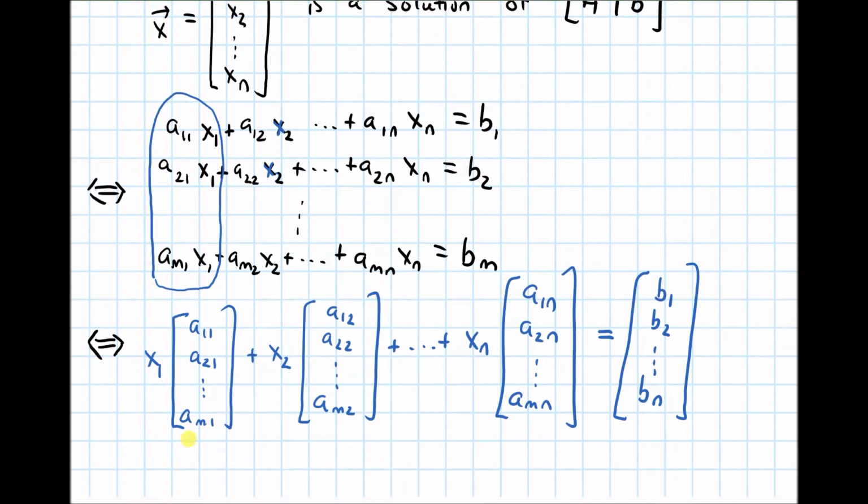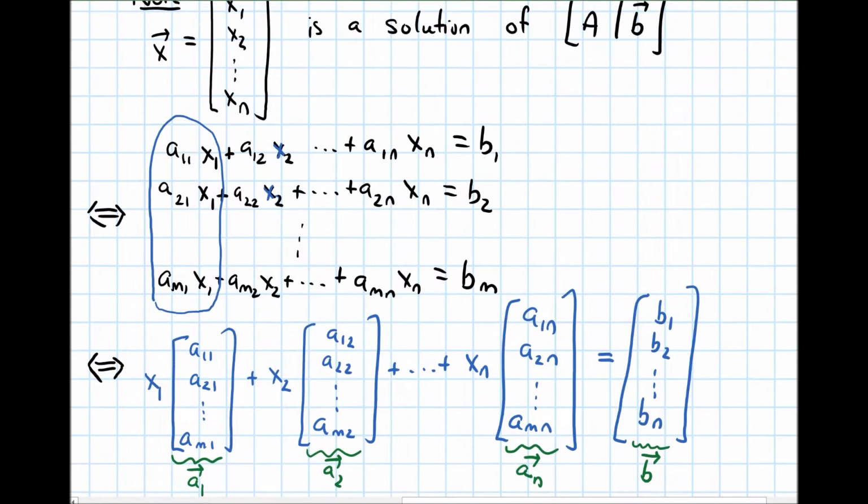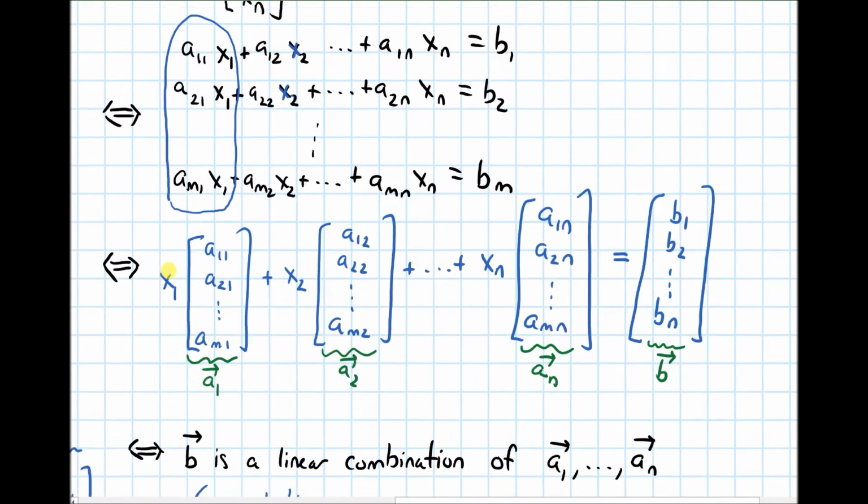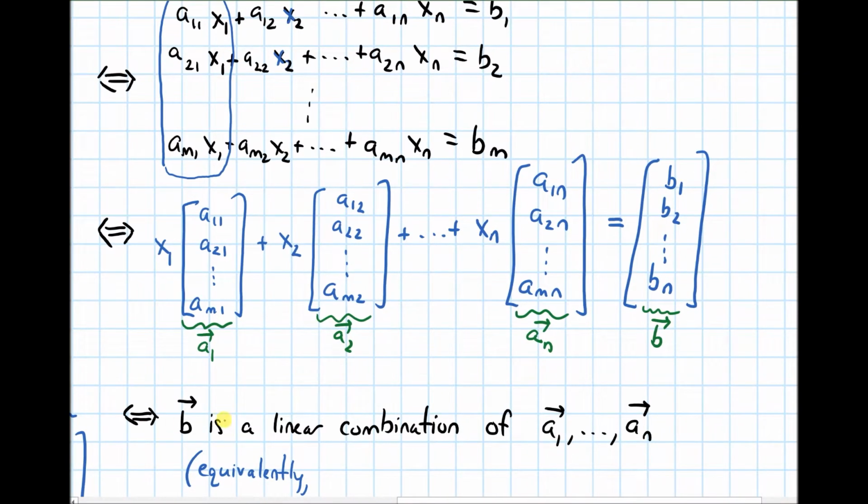It's a linear combination of these column vectors. The first column vector, let me call this a1. The next column vector, let me call that a2. Up until this last one, let me call that an. And this vector with all these b's on the right-hand side, let's call that just b. So what this line is saying is the vector b is a linear combination of the vectors a1 up until an. So we'll write down that b is a linear combination of a1 up until an.